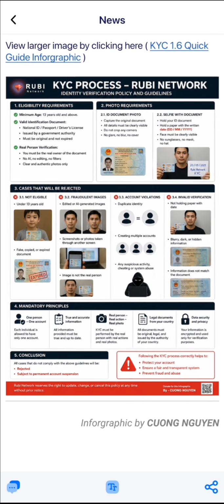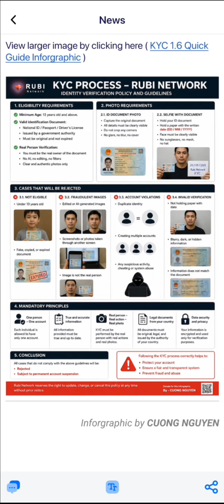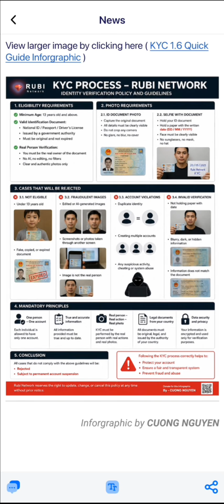Mandatory principles: one person equals one account. That is it. So no cheating. One person is equal to one account. Each individual is allowed to have only one account. So true and accurate information. If your information is true and accurate, of course you are going to pass it. So real person, real action, real photo. KYC must be performed by a real person with a real action and a real photo.